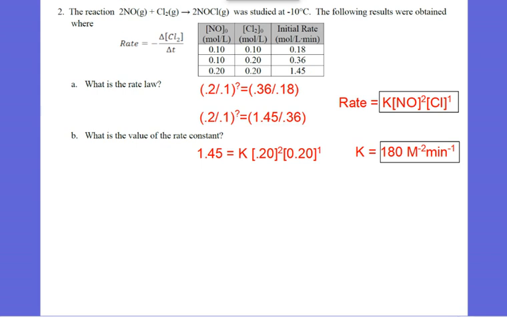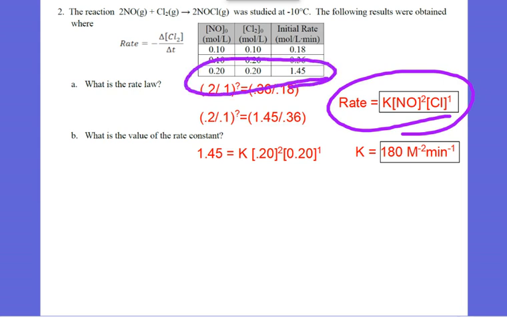Now that I have my rate law all figured out, I just need to solve for the constant. We could do this by plugging any one of these values in. It looks like I chose to use the third set. I plugged in the data into the rate law, 1.45, 0.2, 0.2, and I solved for the mathematical value. You easily get 180. How did I get those units?